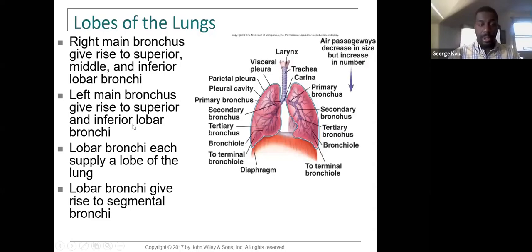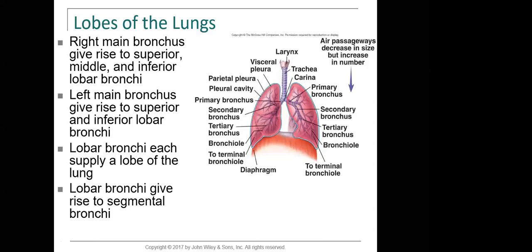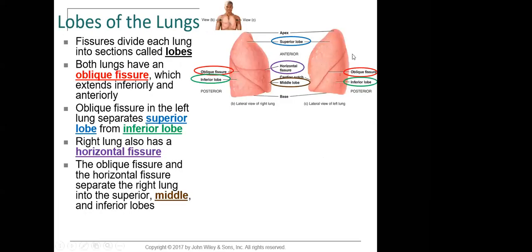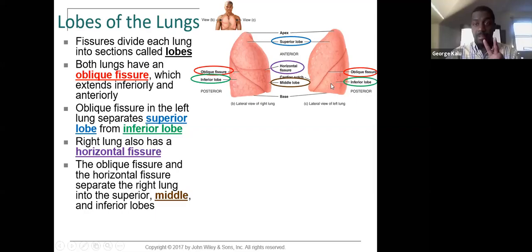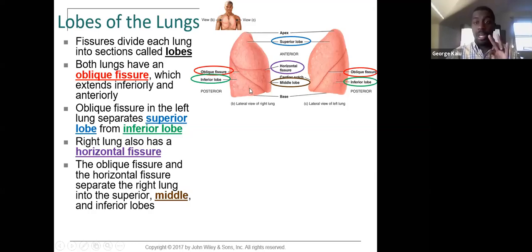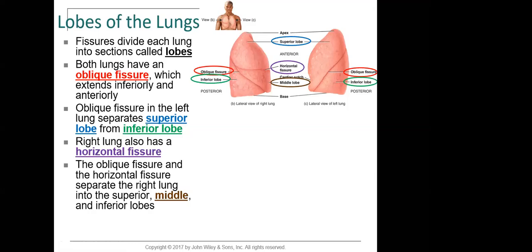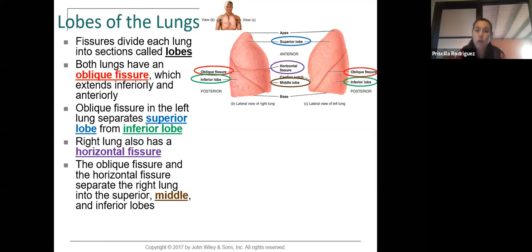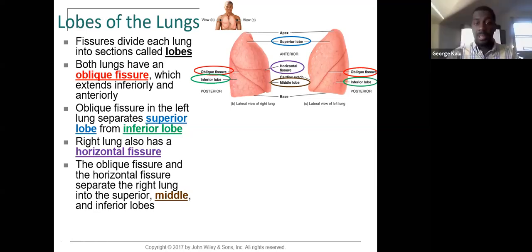Before I go forward, are there any questions on the lobes of the lung and the lobar bronchi and how they relate to each other? How many lobes are we talking about? Is it 4? There's a total of 5 lobes. In the left lung, you're looking at just 2 lobes, the superior lobe and the inferior lobe. For the right lung, we have the superior, middle, and inferior lobes. So 3 lobes on the right lung and 2 lobes on the left lung. Correct.